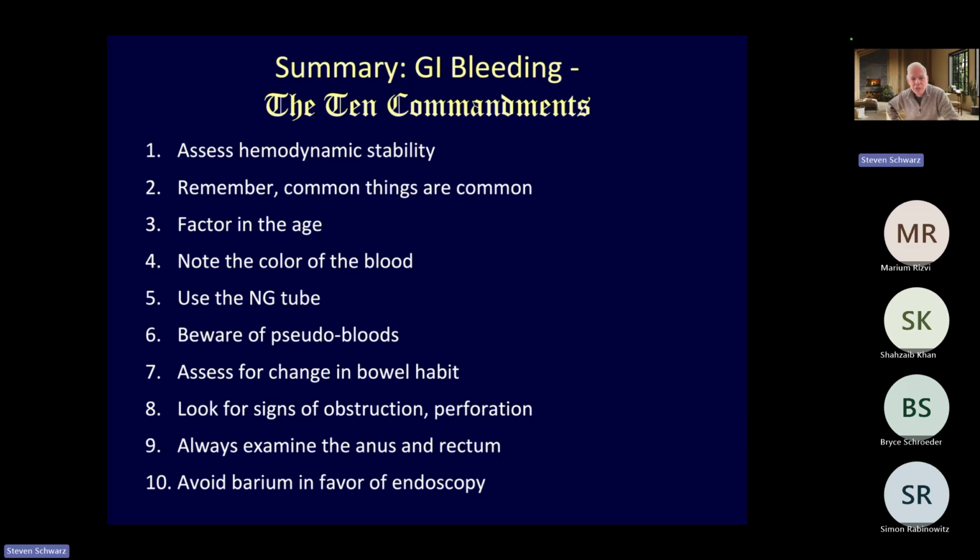So your final slide is the 10 commandments of GI bleeding. Assess hemodynamic stability. Remember, common things are common. Factor in the age, note the color of the blood, use the NG tube, beware of pseudobloods, assess for a change in bowel habit, look for signs of obstruction or perforation, always examine the anus and the rectum, and again, we don't use contrast studies anymore. We use endoscopy.